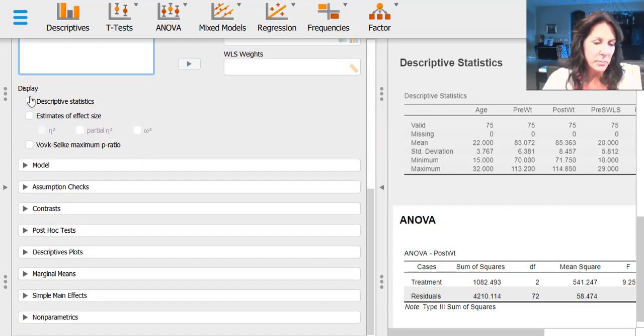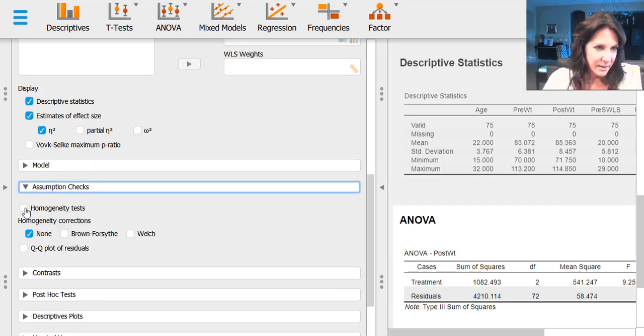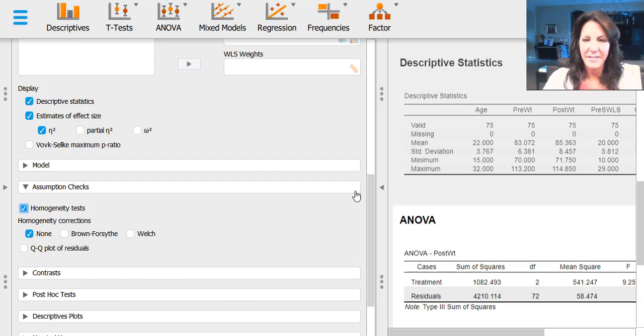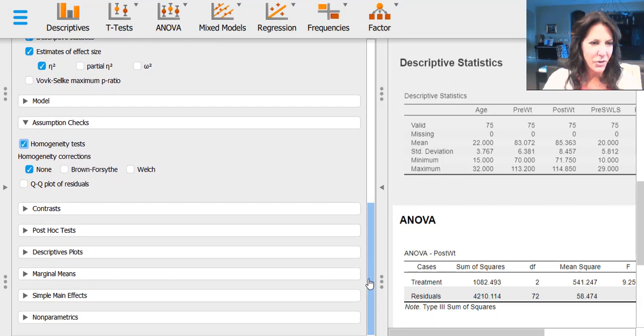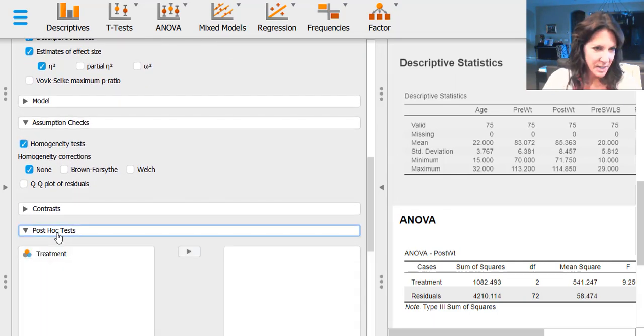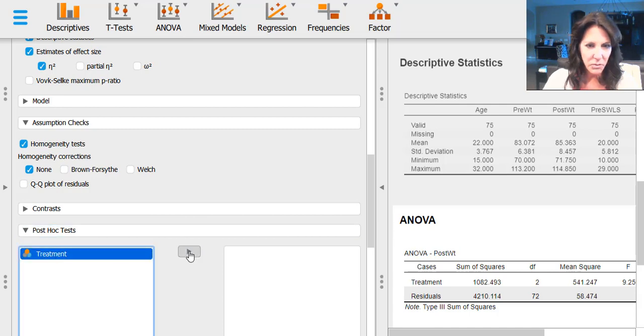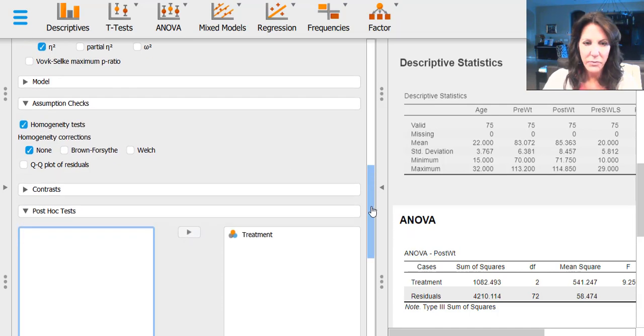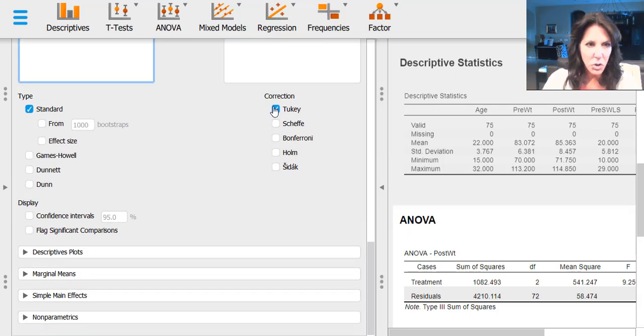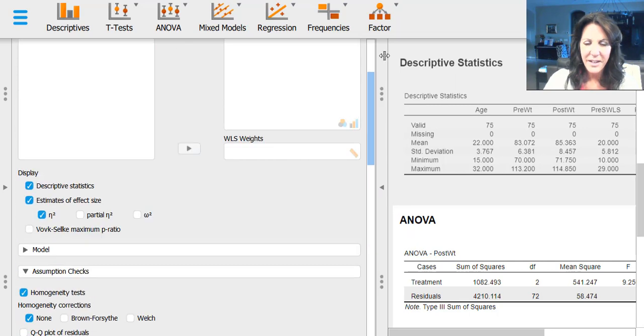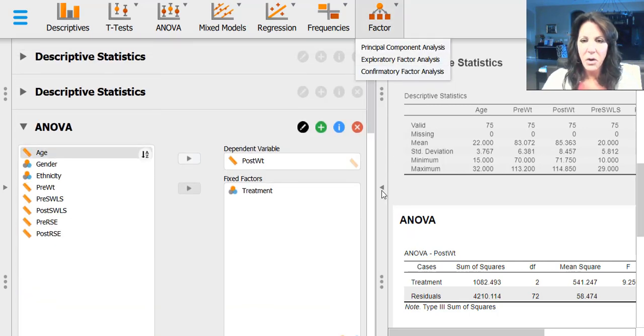I'm going to click on descriptive statistics. I'm going to click on estimates of effect size, assumption checks, homogeneity of variance. This is all the stuff we did before. I'm going to come to post hoc test. I'm going to move my treatment variable over. And I've got Tukey selected, so we're very good. I think that was all the things that we needed to do, right? So now I'm going to click back over and see.